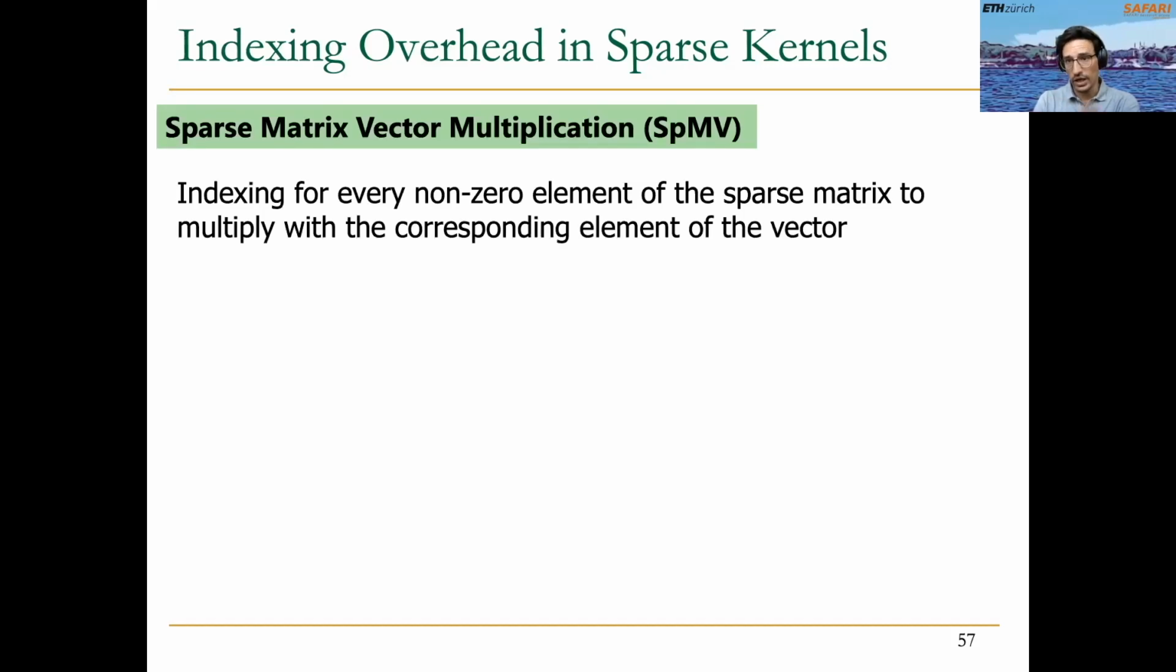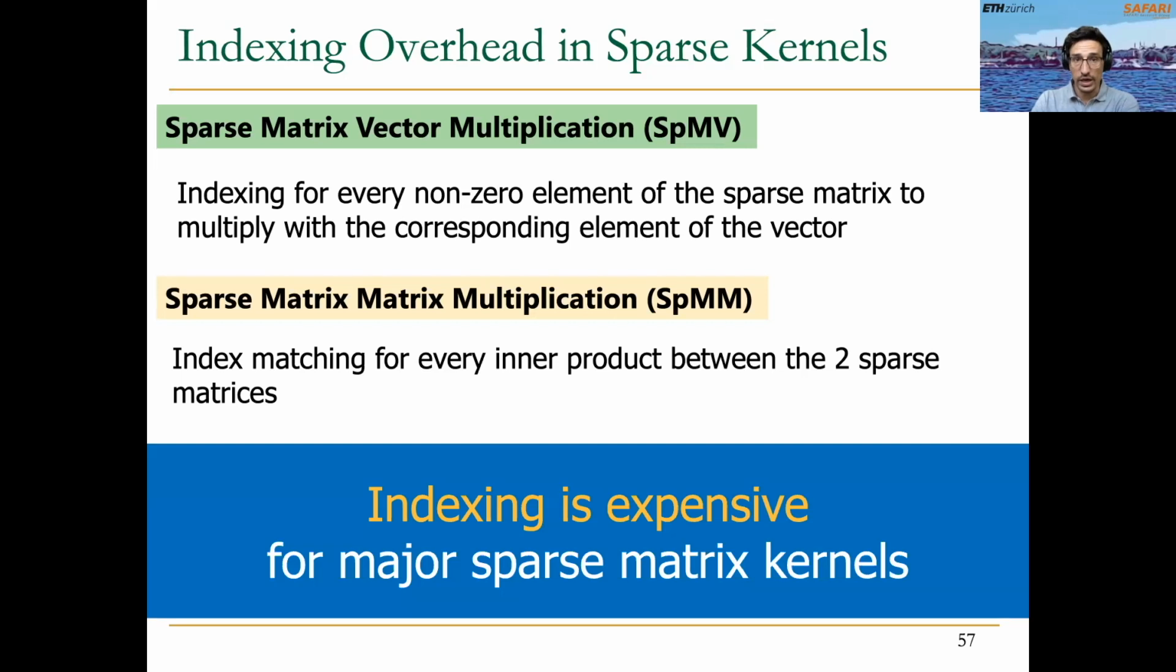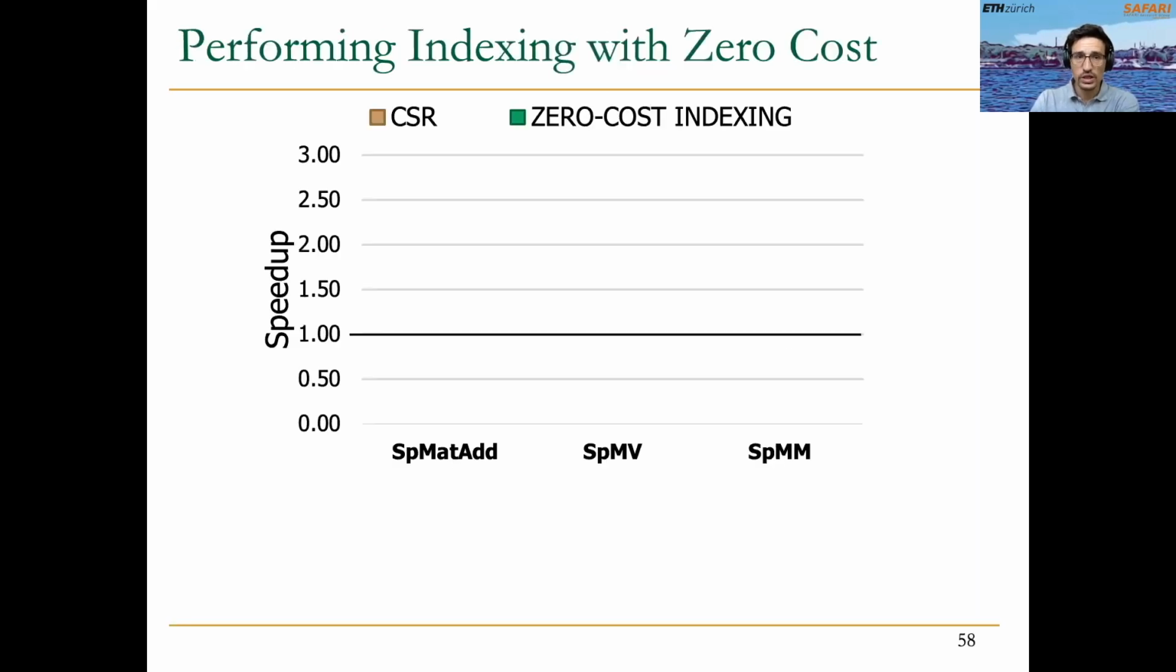In the case of SpMV, for example, we have to index for every non-zero element of the sparse matrix to multiply with the corresponding element of the vector. In another sparse matrix computation, like the sparse matrix multiplication, we need to do index matching for every inner product between the two sparse matrices. And so indexing is expensive for most sparse matrix kernels. And we actually have some motivation results showing this.